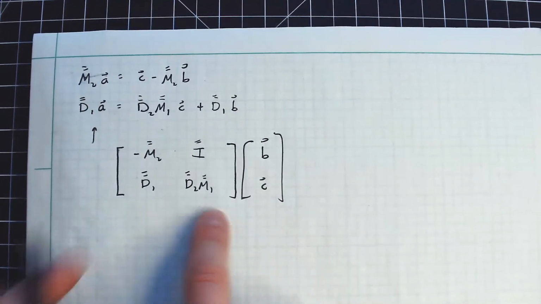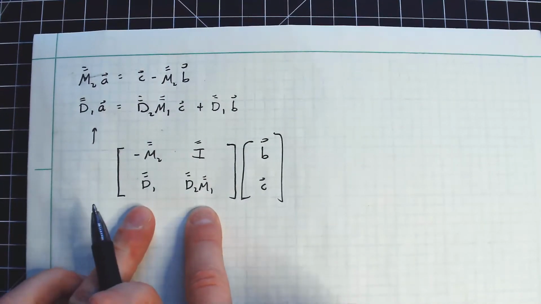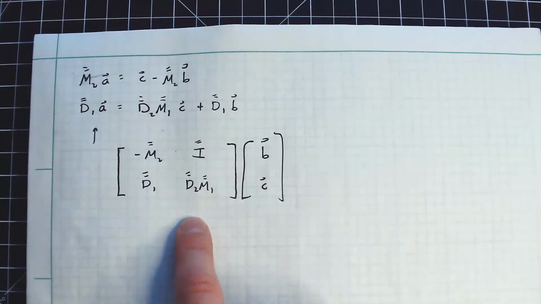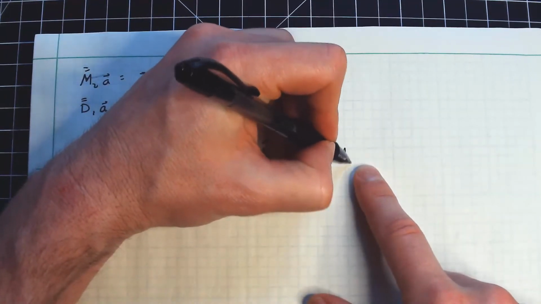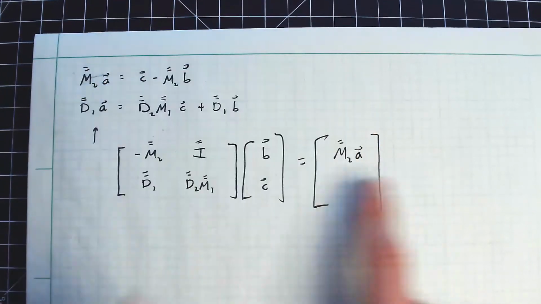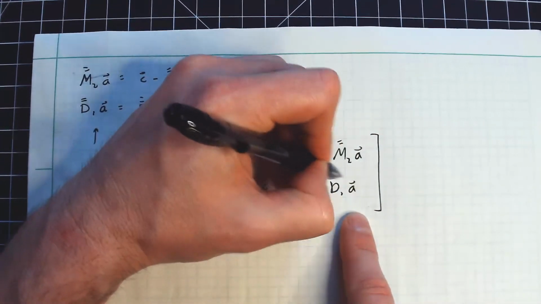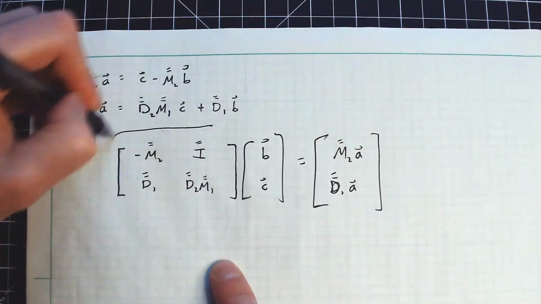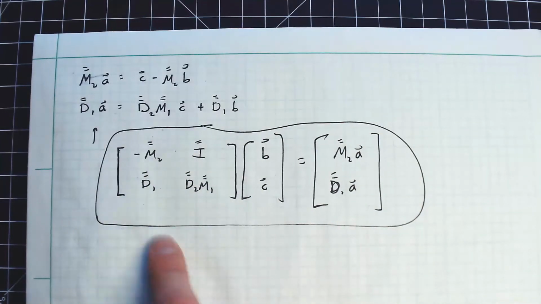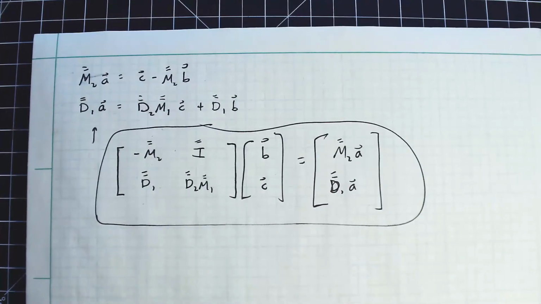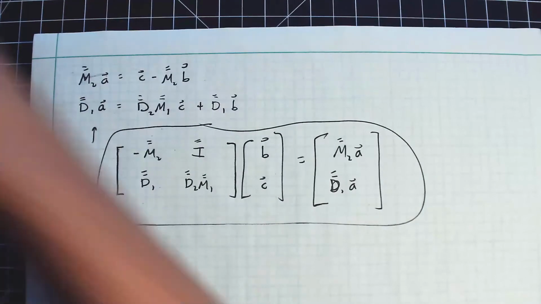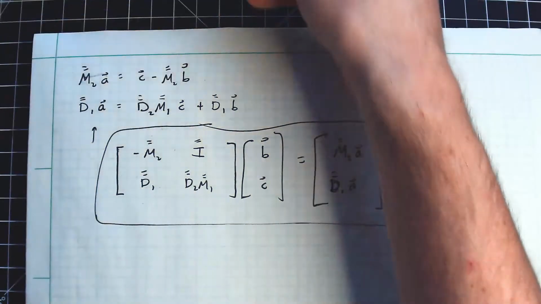And you can build this giant block matrix in MATLAB very, very easily. You just add matrices within matrices. And then this is going to equal the following. M2A, and then D1A over here, like that. So if you then invert this matrix, you can calculate all of your B's and C's in one fell swoop.